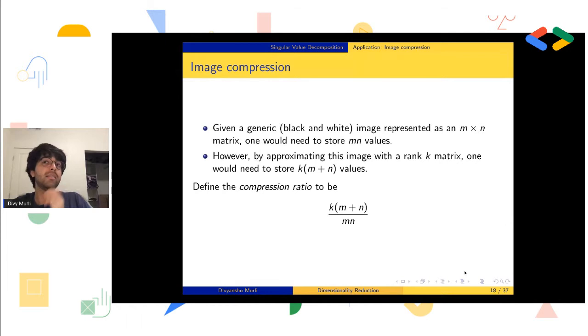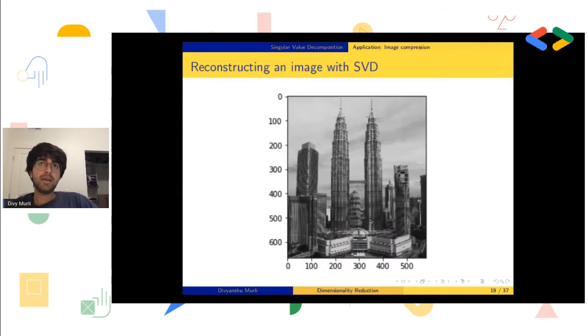And we can define a compression ratio to be the ratio of the number of values stored in the compressed image to the total number of values stored in the uncompressed image. And I'll just give an example. Since you guys are in Malaysia, I took an example of an iconic photograph from Malaysia.